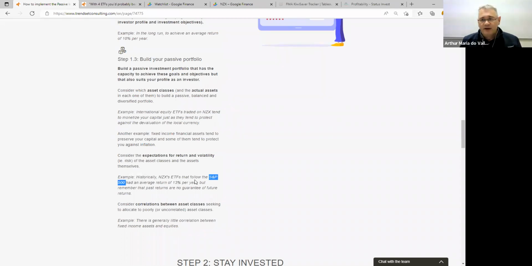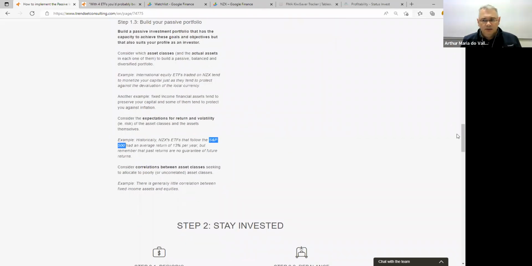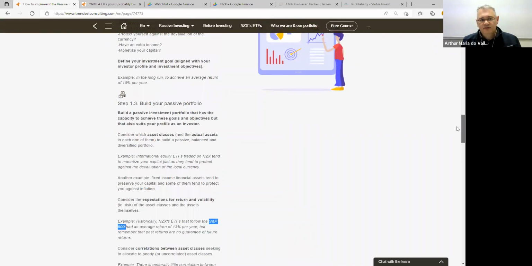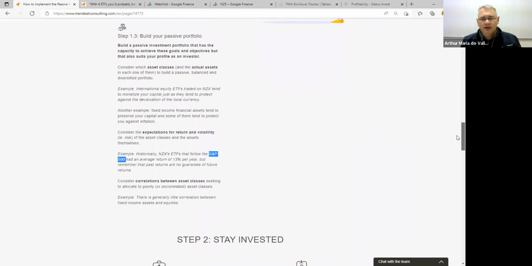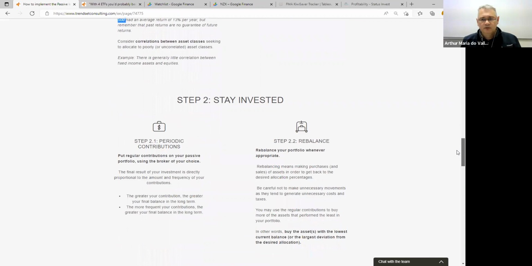I should not expect to have 13% if I start today and 1 year from now to have that. But if I keep it for 10 years, 20 years, probably the average will be quite similar to these 12 to 13%. Okay, good. Moving on. So again, the first step is to build a passive portfolio aligned with your goals and investor profile.